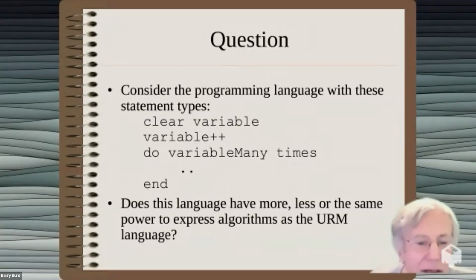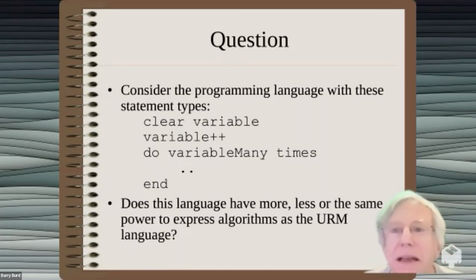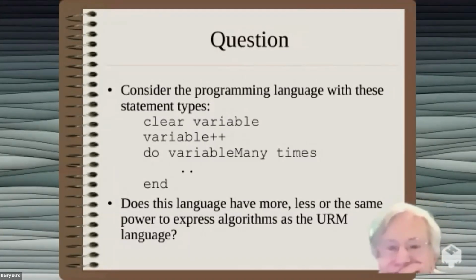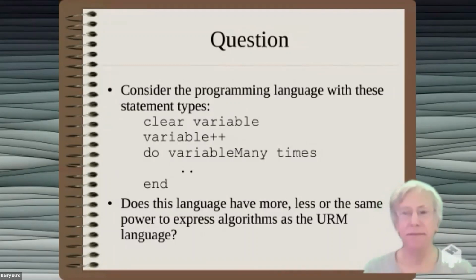Did you want the answer in the chat box? Answer wherever you want. I tend not to look at the chat boxes in these things, unless somebody says that I've got to. Okay. What do you think? Any thoughts?